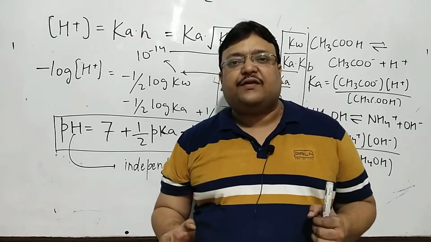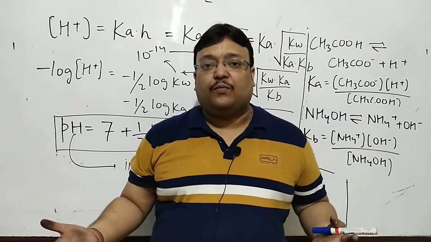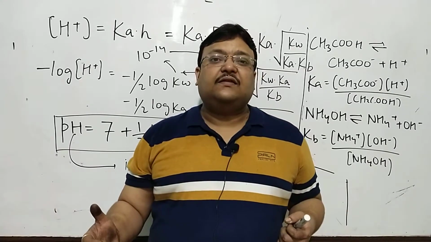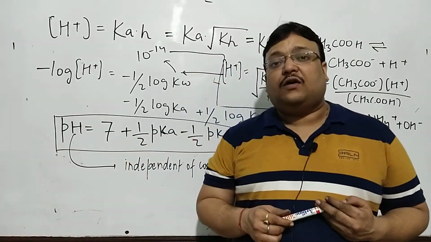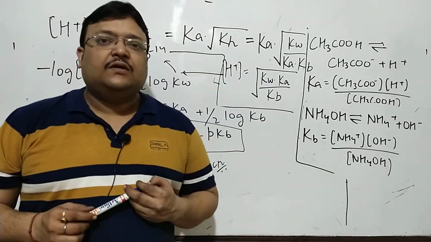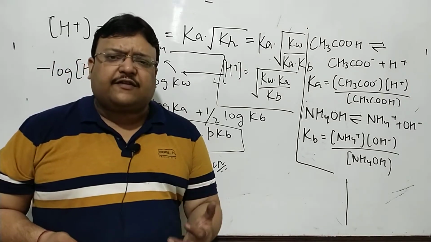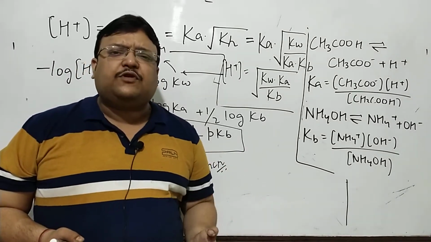At a given temperature, it doesn't matter whether the concentration is 0.1 molar or 0.01 molar or 10 to the power minus 4 molar. For any concentration, the pH of ammonium acetate, or for a salt of a weak acid and weak base, will be a constant. So, although I have done it the harder way, you will also want to learn it from a textbook. Practice it a few times on your own.